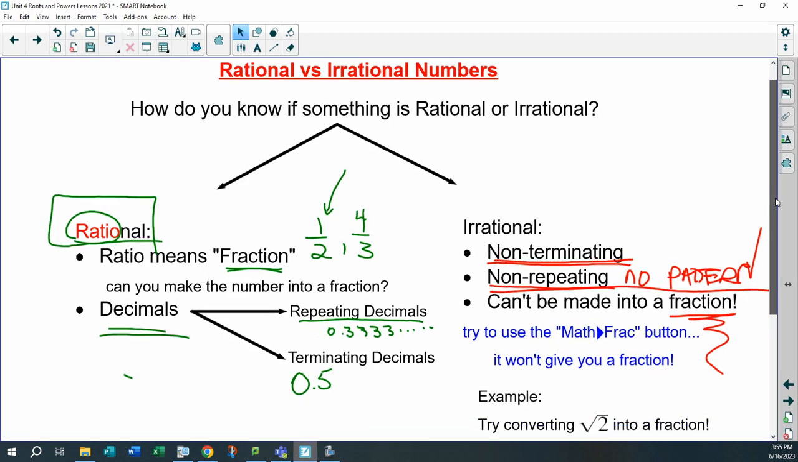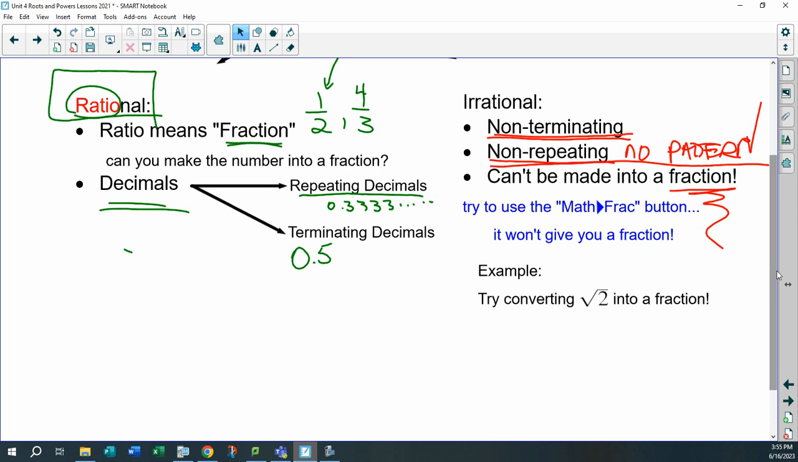Let's go here. It's actually the way to do it. Is something called the math frac button on your calculator. I'm going to show you that in a few minutes, okay? We can't convert that. You'll see, we can't convert things like root 2 and root 5 into a fraction. It's just not going to work. Okay, so without any further ado, let me show you how it works.